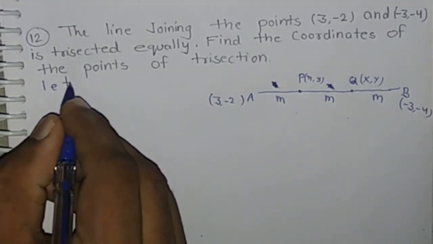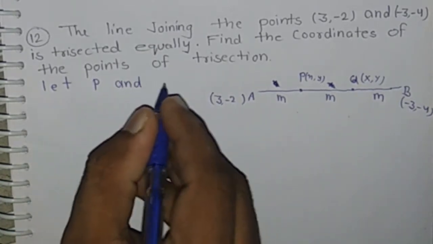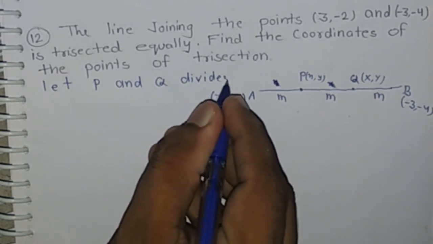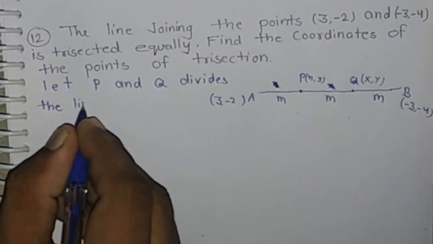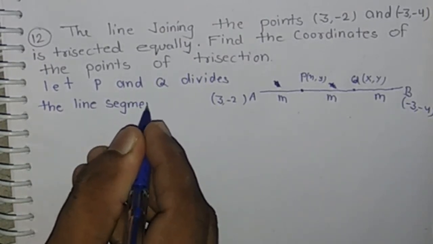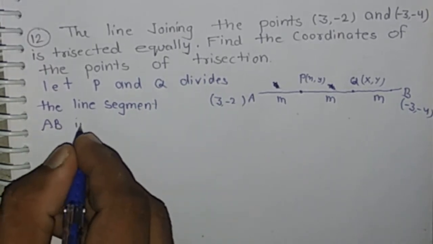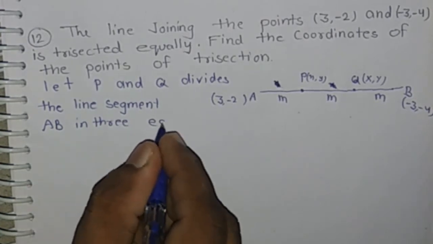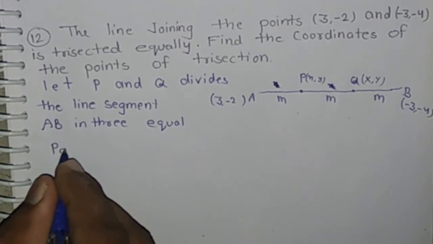Firstly, let P and Q divide the line segment AB in 3 equal parts.